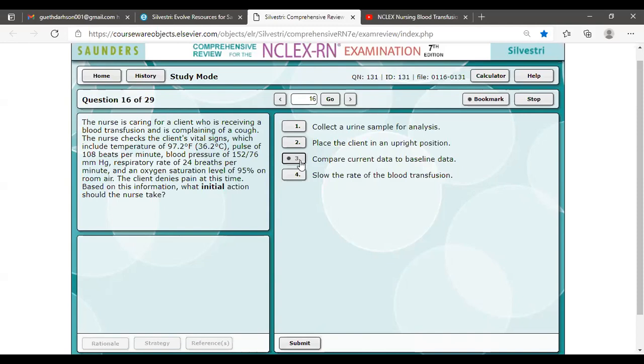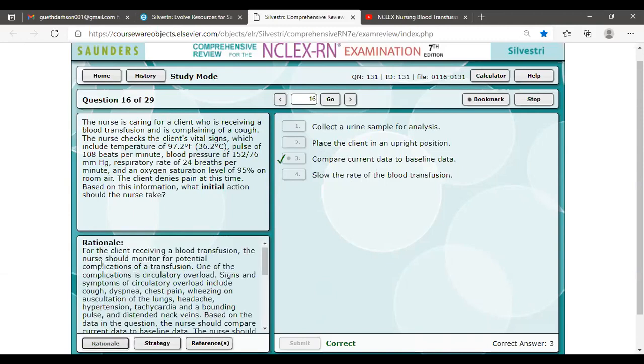So if you see the vital signs fluctuate, the patient is not stable. Number four, slow the rate of blood transfusion. Also, you can do this, but comparing vital signs is most important first. So let me read their explanation.